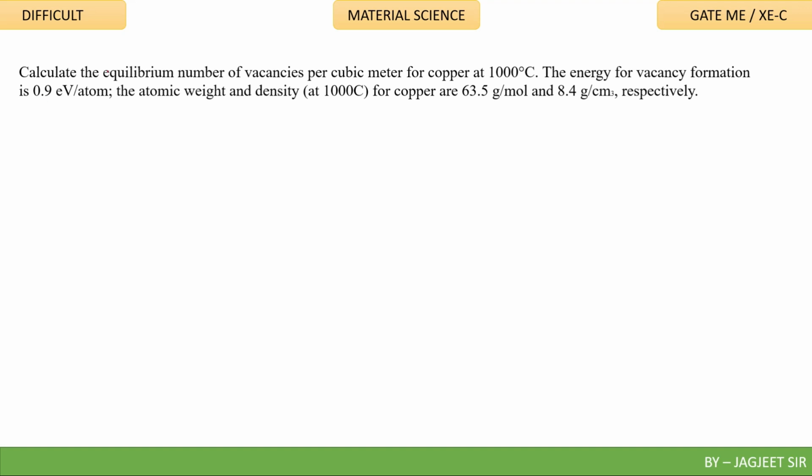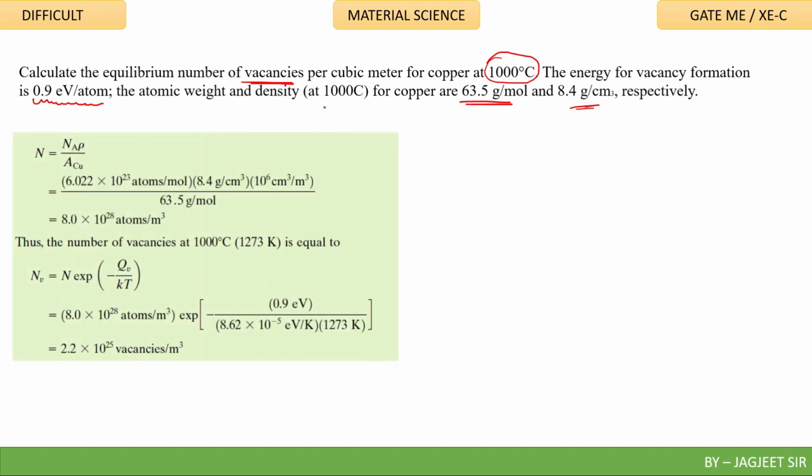Now here you can see, calculate the equilibrium number of vacancies per cubic meter for copper at 1000 degrees Celsius. When you take copper to 1000 degrees Celsius, due to the high energy transfer with the increase in temperature, the bonds are going to break, and the atoms are going to leave their lattice points. That defect is called a vacancy. So first of all, we are calculating the number of vacancies. The energy for vacancy formation is 0.9 electron volt per atom. Atomic weight and density are given for copper, respectively. So here you can see the process.